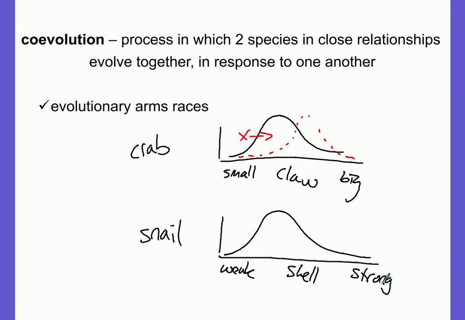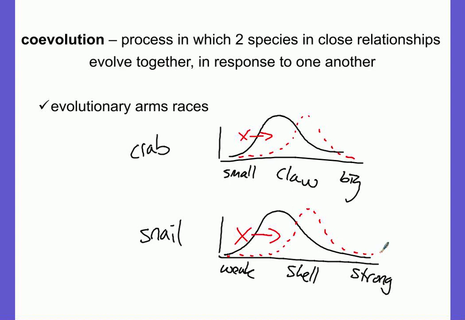So crabs are evolving. They're getting bigger and stronger claws for a reason, but the snails should be evolving at the same time. Right? The crabs are going to eat all the snails with the weaker shells. So it's likely that there's an example of coevolution here, right? Both things would be evolving at the same time. The crab's claws would be getting bigger and stronger, but the snail's shells are also going to get stronger and stronger and stronger as time goes on. So they're both evolving together and essentially with and against one another.